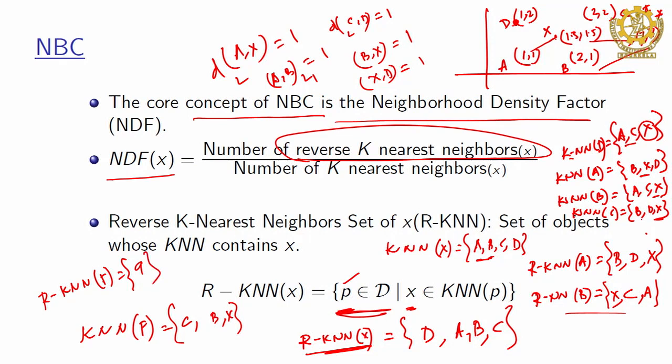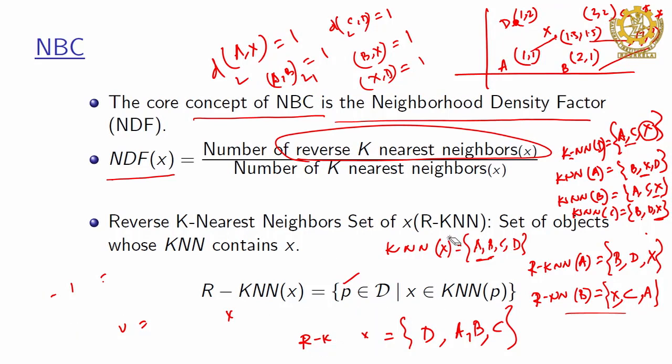Now we come back to our discussion here. Is it so? Then D should be included, 6 plus 5 is 11. So D should also be included. So this will be 4, but the reverse kNN will be null.